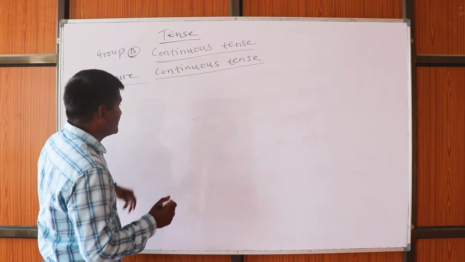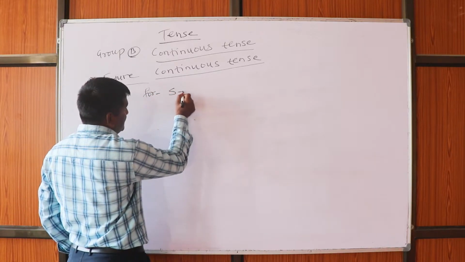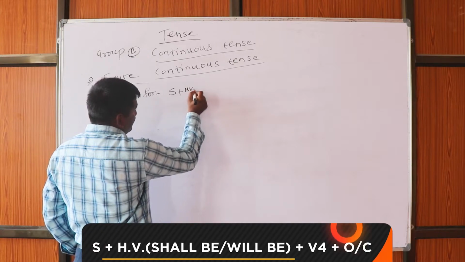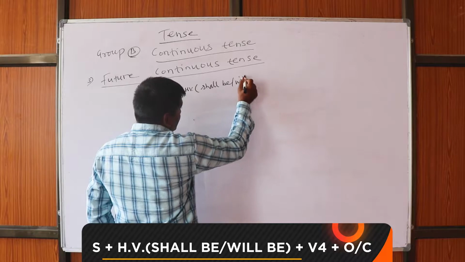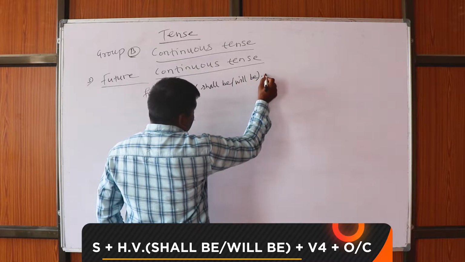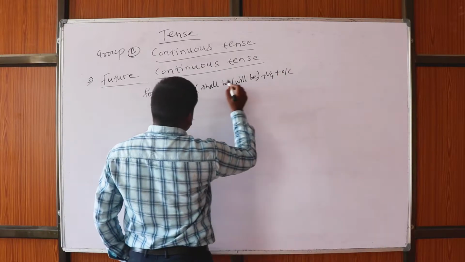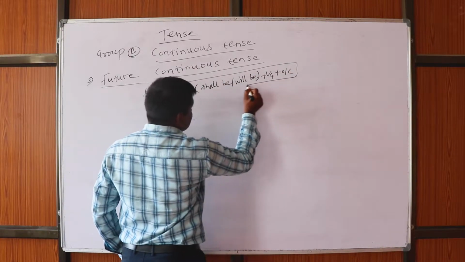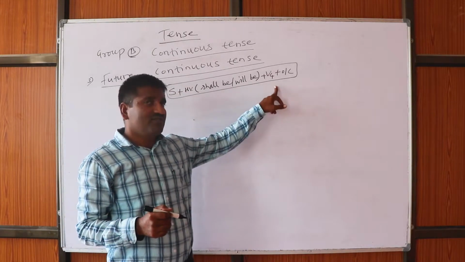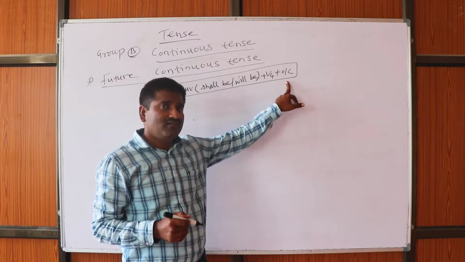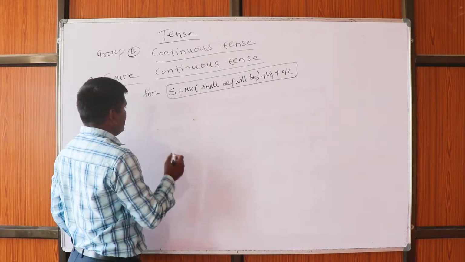Okay, so what is the structure or formula of this tense? We want to understand here. That is subject, then we have helping verb, that is shall be, or will be, then we have compulsory V4, then plus object or complement. So this is the structure of future continuous tense. S plus shall be, will be, plus V4, plus object or complement. Right? So let us begin.